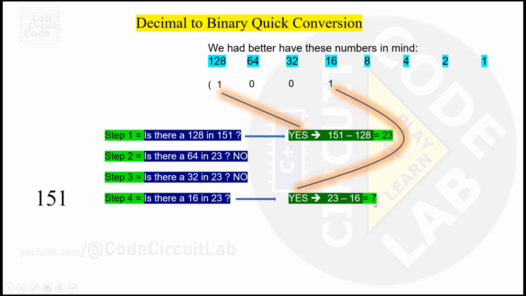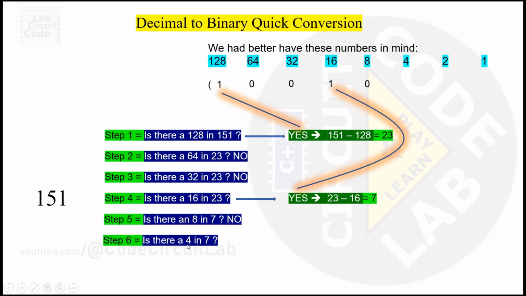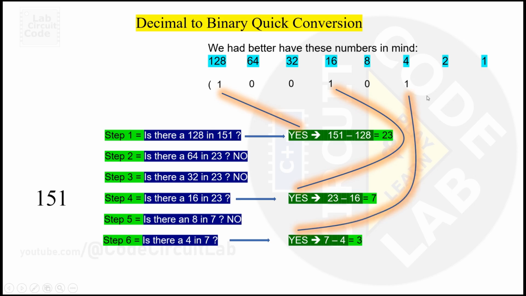Next, we check 7. Is there an 8 in 7? You know, we dealt with 16 and now we jump to 8. Is there an 8 in 7? The answer is no. So we put a 0 under 8. We jump to the next one, which is a 4. Is there a 4 in 7? The answer is yes. There is a 4 in 7. So we subtract 4 from 7 and we reach 3. And we also add a 1 under 4.